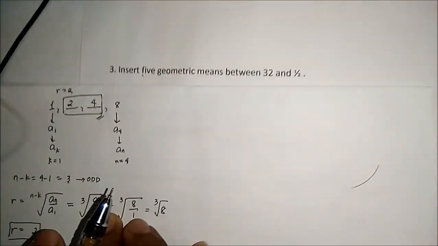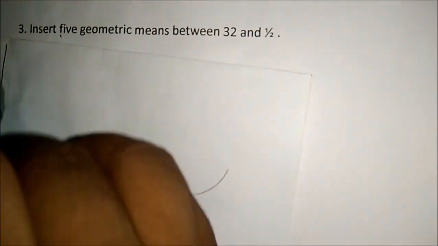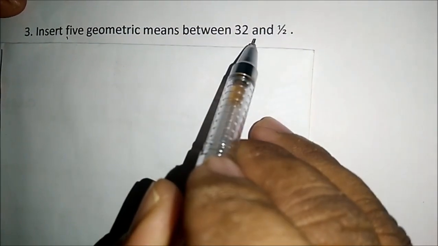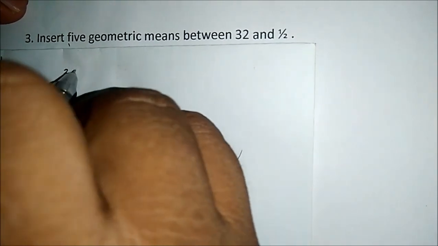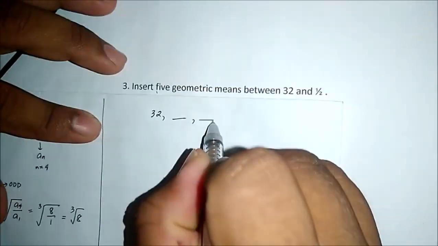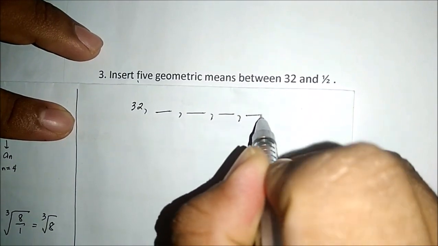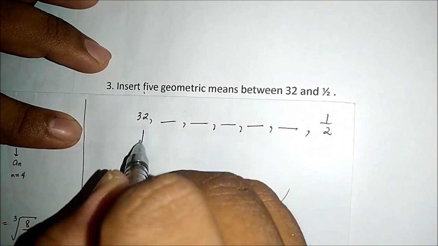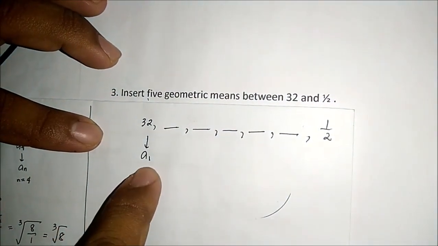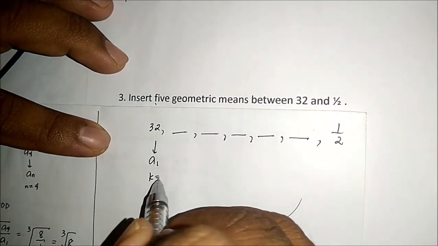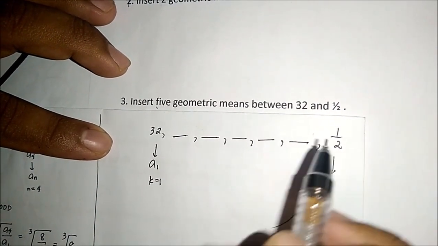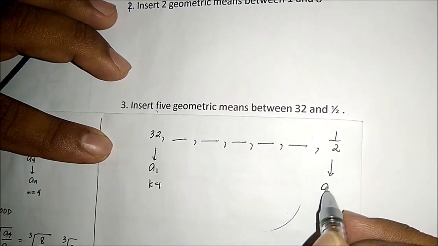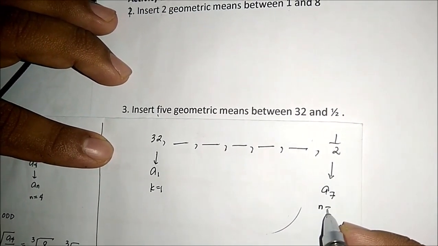Okay. Now, let's try to answer another problem here. We have to insert 5 geometric means between 32 and 1/2. So, isulat muna natin 32, tapos 5 blanks kasi 5 geometric means, tapos 1/2. So, this is our a sub 1. That would be our a sub k, so therefore, our k is 1. And this is our last term. In this case, we have 5, 6, 7. So, this is the 7th term. So, therefore, our n is 7.